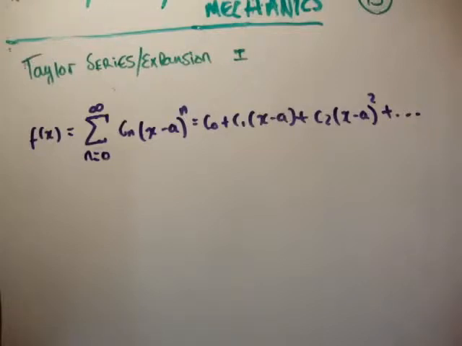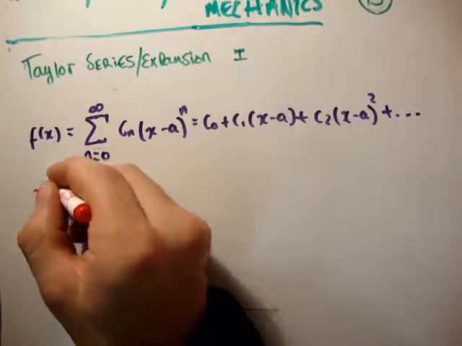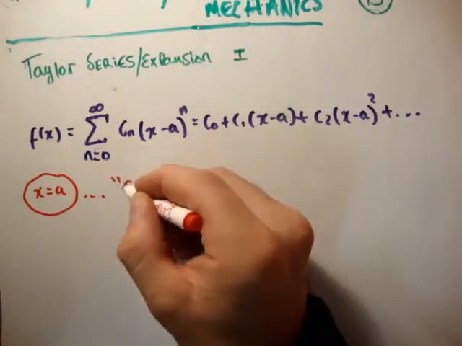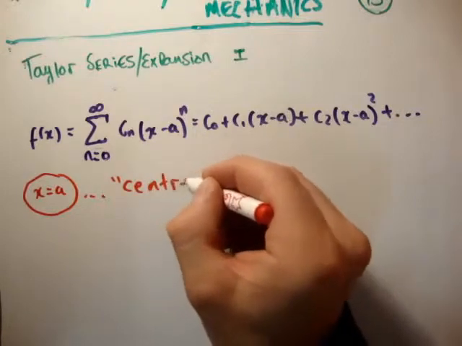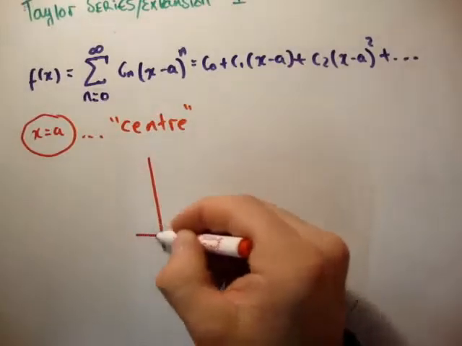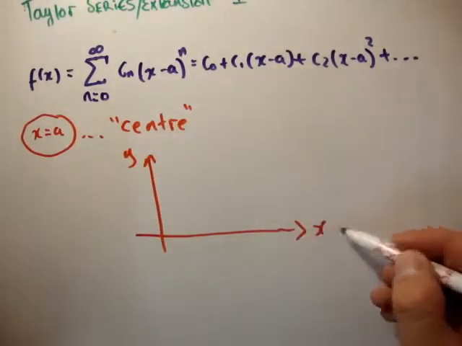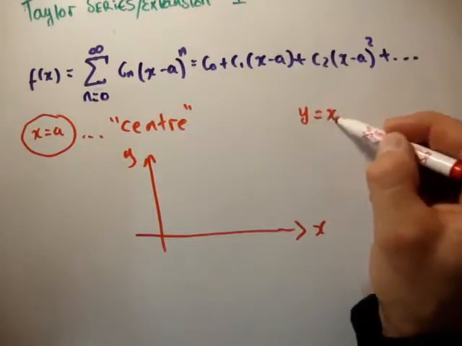So we have our power series. Let's look at expanding our power series at some point, x is equal to a. So we want to center our function around x is equal to a. Well, what does that mean? Well, let's think about the function y is equal to x squared drawn on our Cartesian plane.